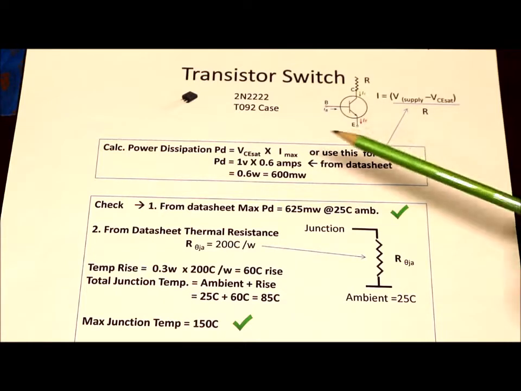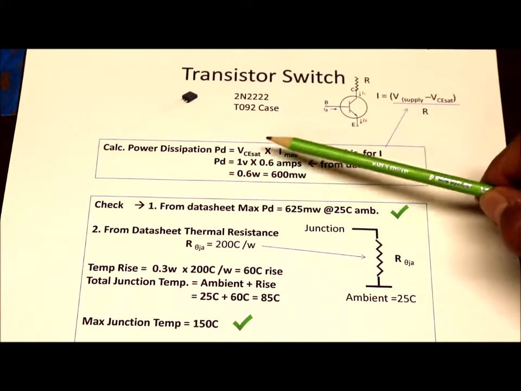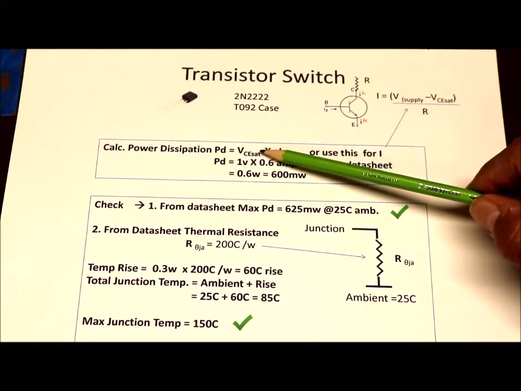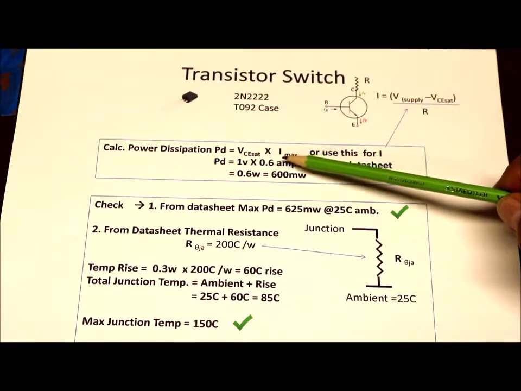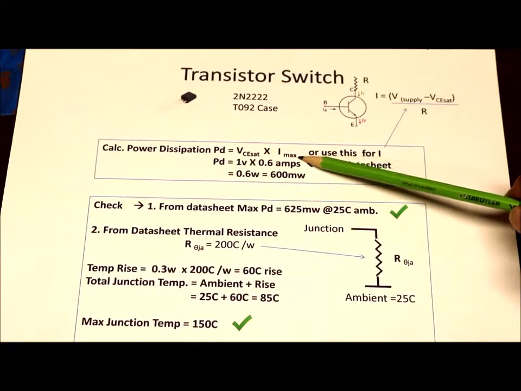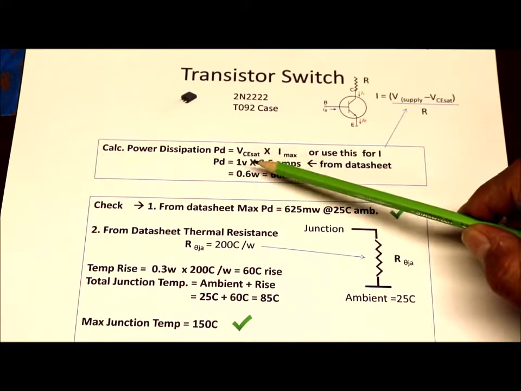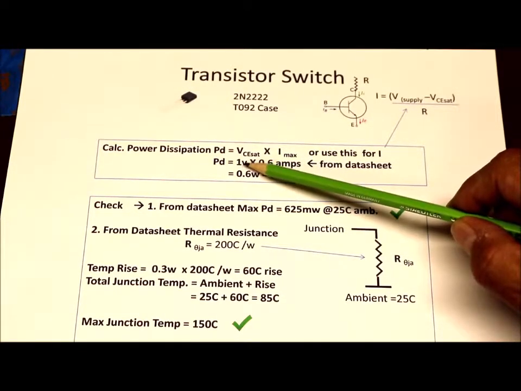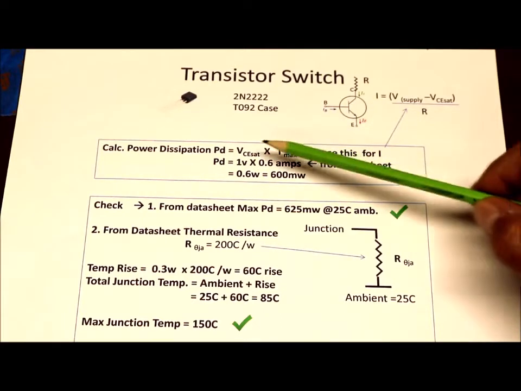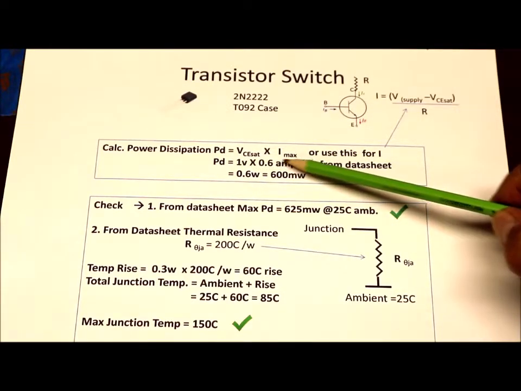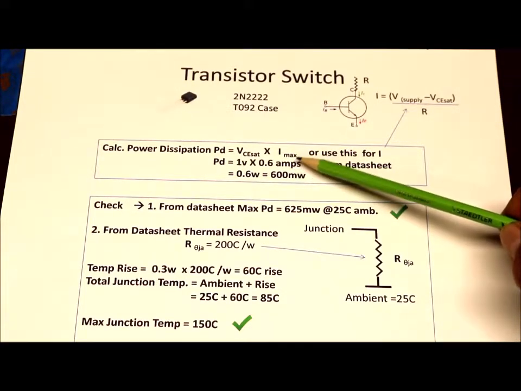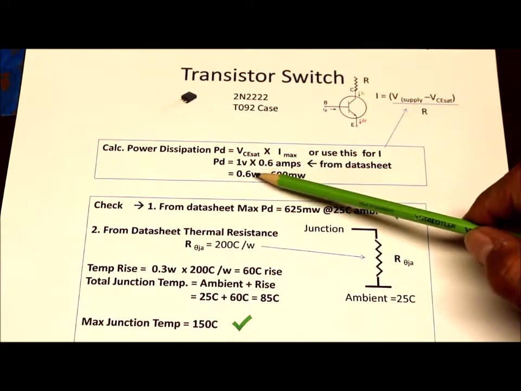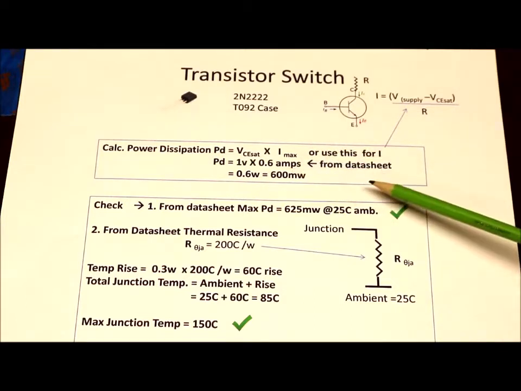So the first thing you do is calculate the power dissipation by looking up the VCE sat. That's the saturated voltage between collector and emitter when the switch is turned on, and you multiply that times the maximum current. In this case, I found that the VCE sat is 1 volt, that's the voltage across the transistor, times 0.6 amps. Why? Because that's the maximum current allowable for this transistor. And I came up with 0.6 watts or 600 milliwatts.